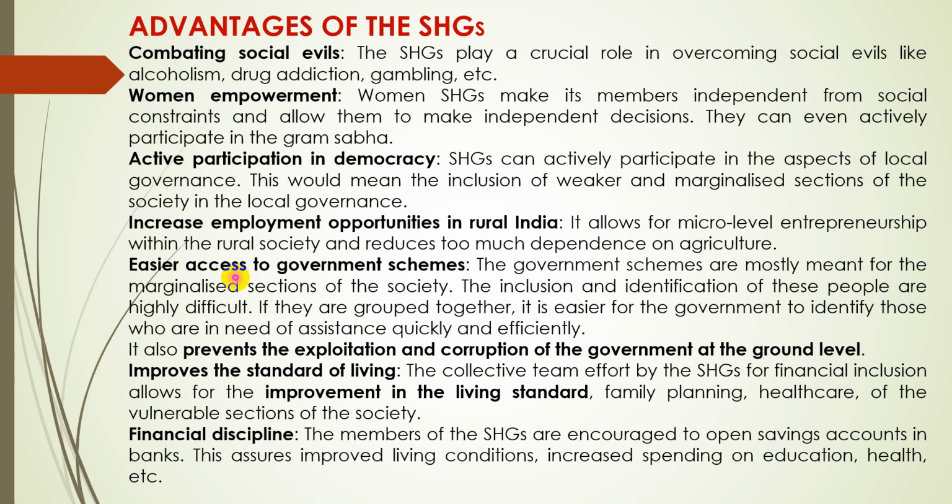Next, easier access to government schemes. The government schemes are mostly meant for the marginalized sections of the society. The inclusion and identification of these people are highly difficult. If they are grouped together, it is easier for the government to identify those who are in need of assistance quickly and efficiently. It also prevents the exploitation and corruption of the government at the ground level.